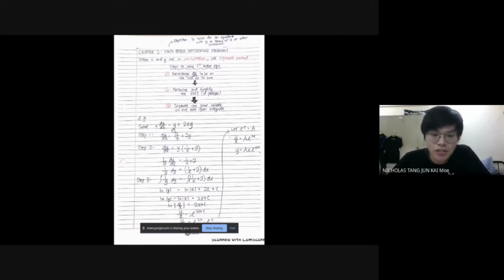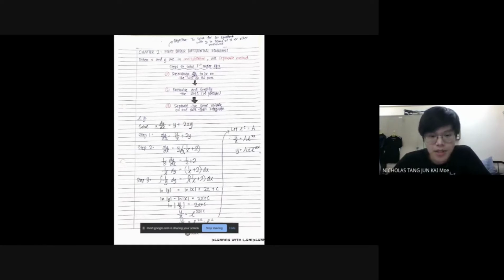So for this question here, solve x times dy/dx equals y plus 2x. So the first step, we have to rearrange dy/dx to be on the left, right? So we move the x to the right-hand side by dividing the whole equation by x. So we end up with dy over dx equals y over x plus 2y.